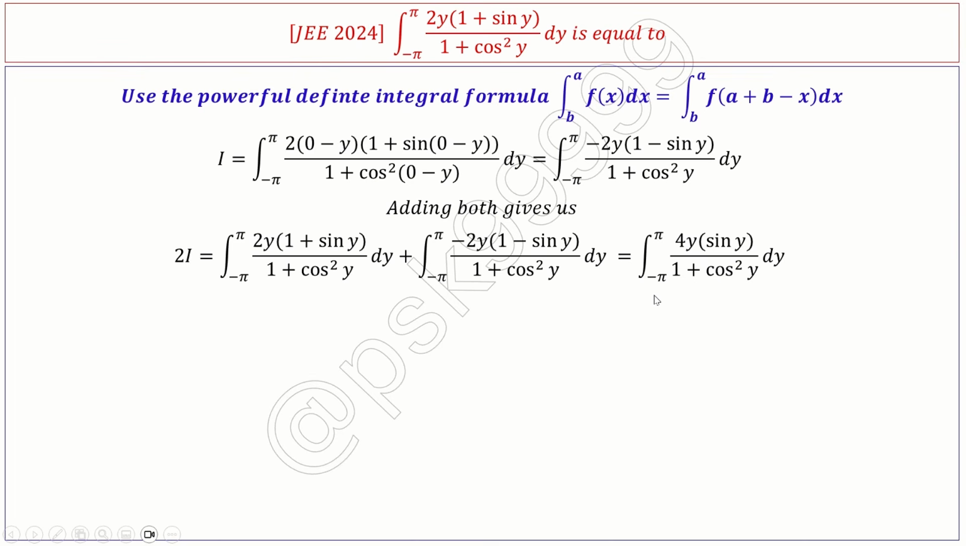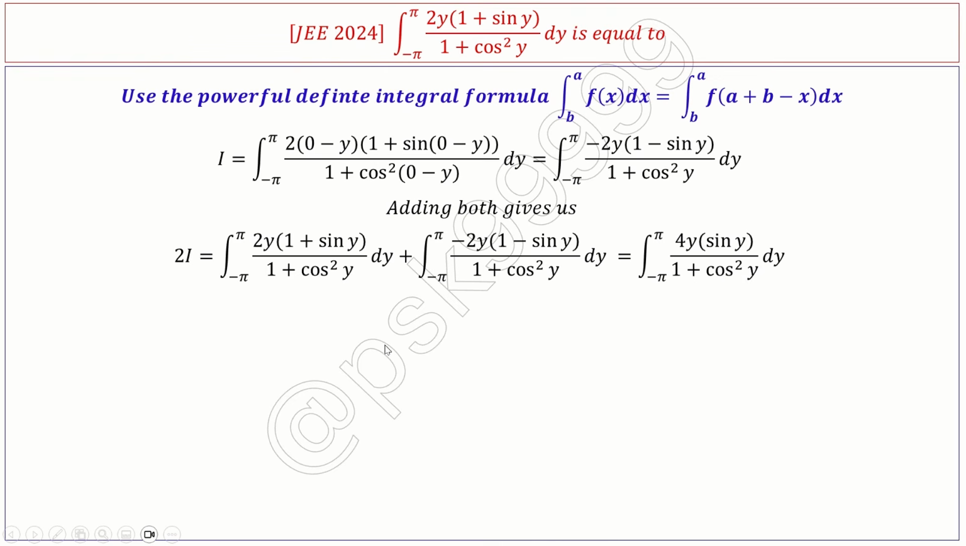So what is the term I actually removed from this equation? If I split this fraction, it will become 2y by denominator plus 2y sine y by denominator, right? So first part I removed actually. I'm left with only y into sine y. Basically, if I take 4 outside, y into sine y by 1 plus cos²y dy, correct?